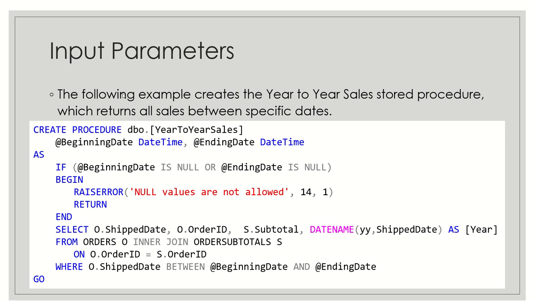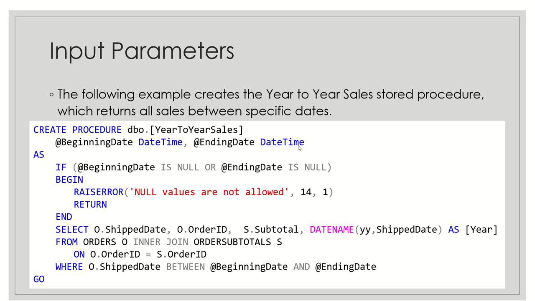So this example here creates a procedure called year-to-year sales. It returns all sales between specific dates. So we are going to pass in two input parameters for dates. First one is called beginning date, and the second one is called ending date. So here's our create statement, and then after that, our parameter list, the name of the parameter and the data type. And here we have a comma separating from the next parameter, the name of the parameter and the data type.